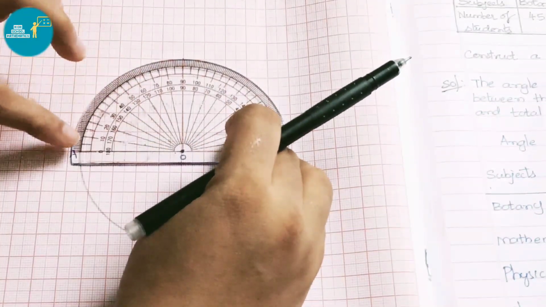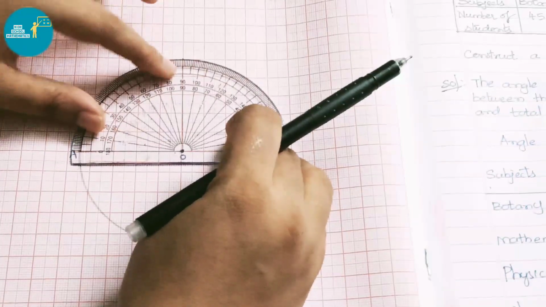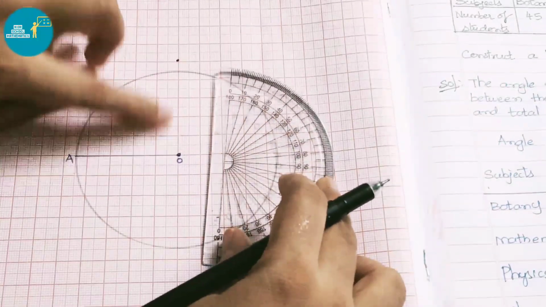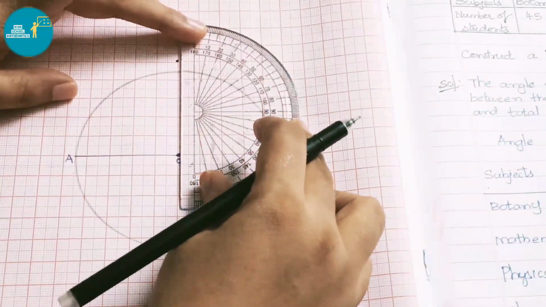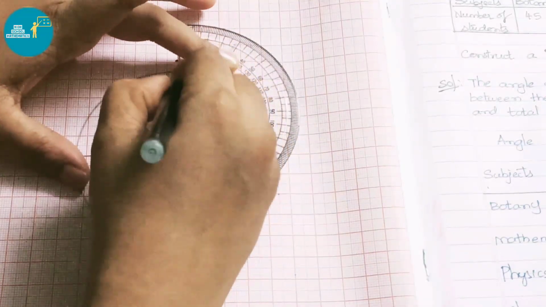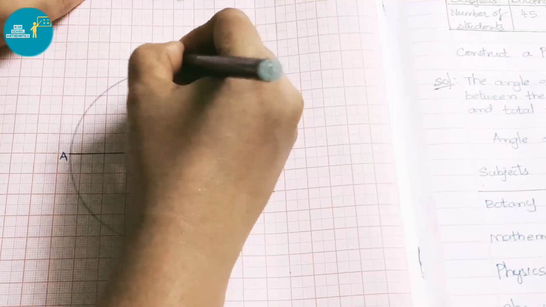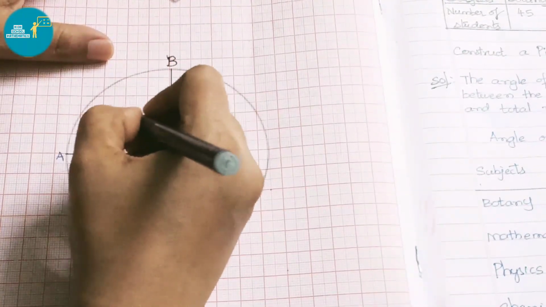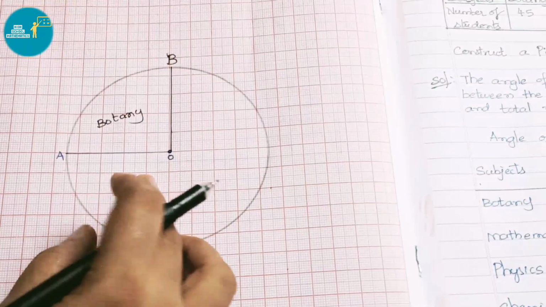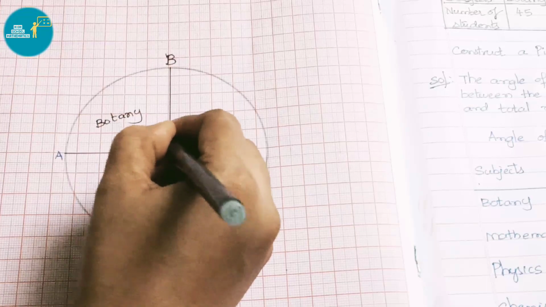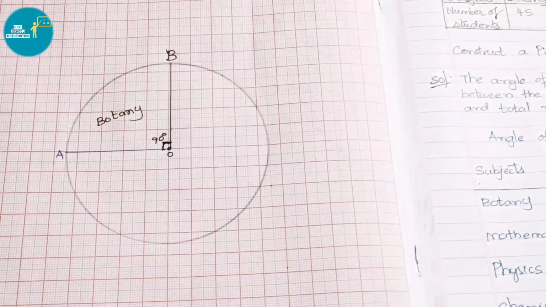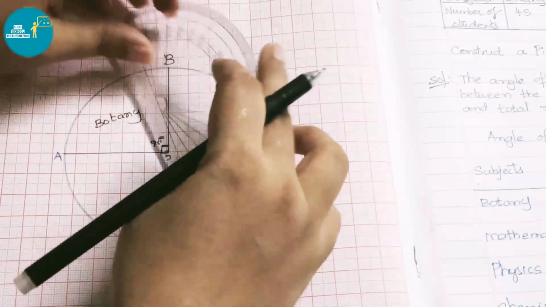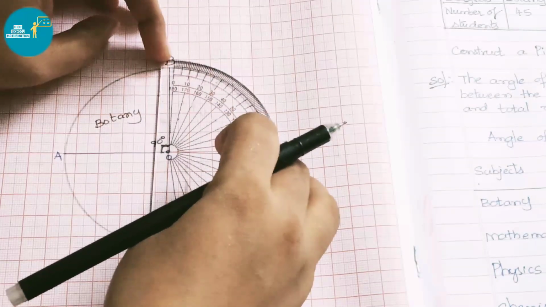So we should take this left side scale 90 degrees near. We have to put a mark. Now we shall join through the center. Now name this point as B. Now we have written botany marks or this angle 90 degrees. Next one, mathematics 120 degrees. Now OB as baseline we have to mark 120 degrees.